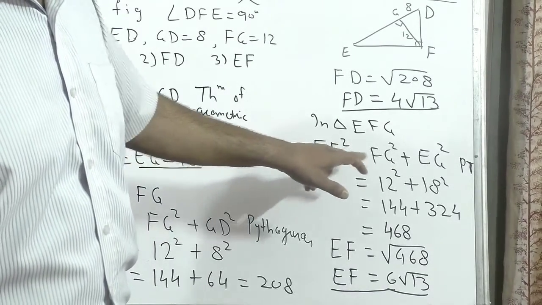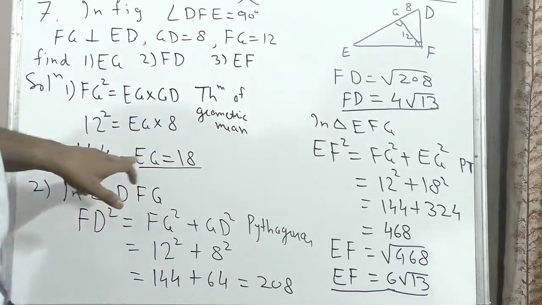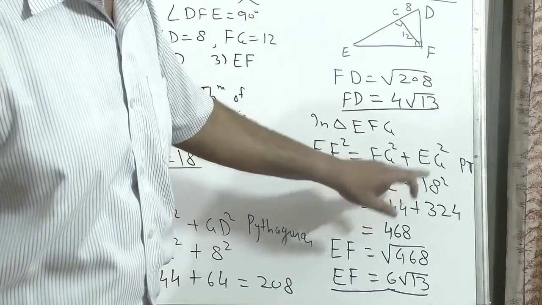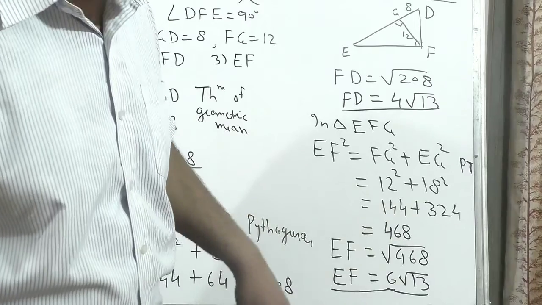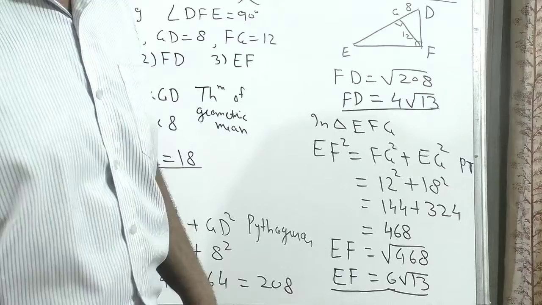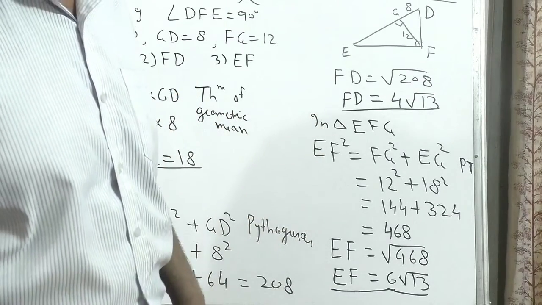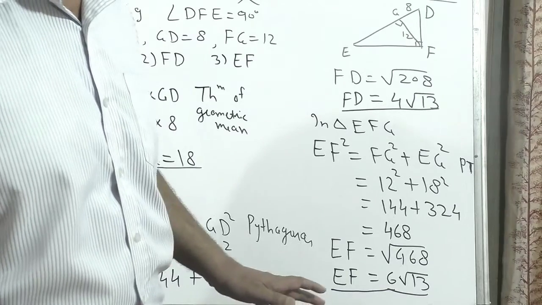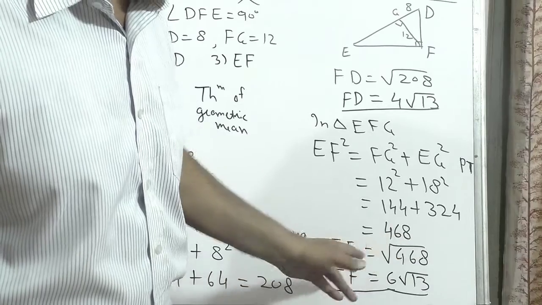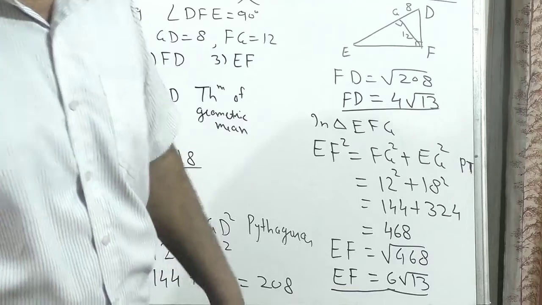So EF square equal to 12 square plus 18 square. We have calculated EG as 18. FG 12 given. 12 square 144, 18 square 324, adding 468. 468 will break up as 36 into 13. You factorize properly. The way you calculate, using Heron's formula, square root, long division, whatever you follow. So 36 can come out as 6. 6 root 13 is the answer.